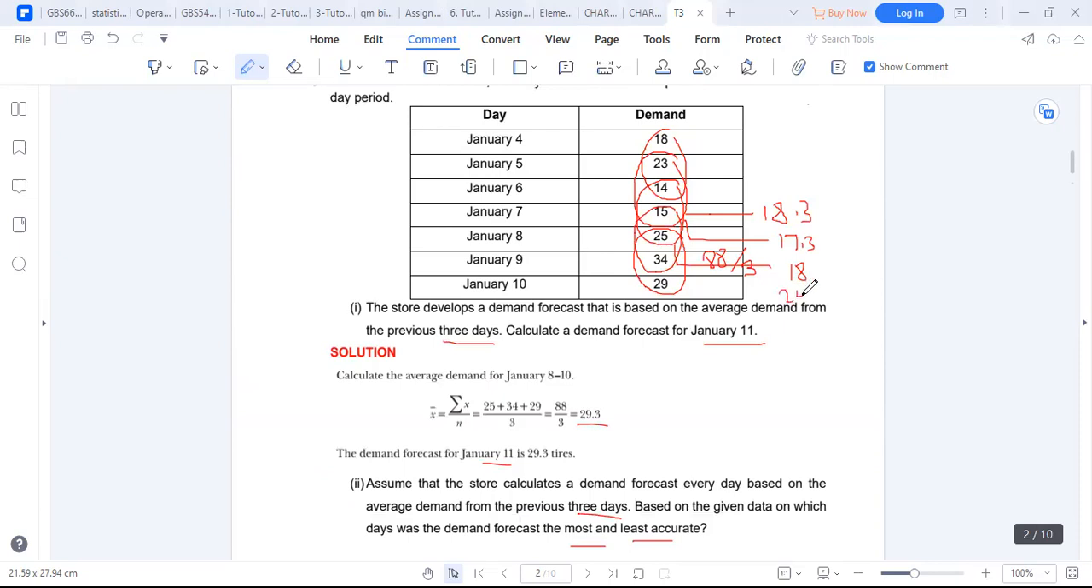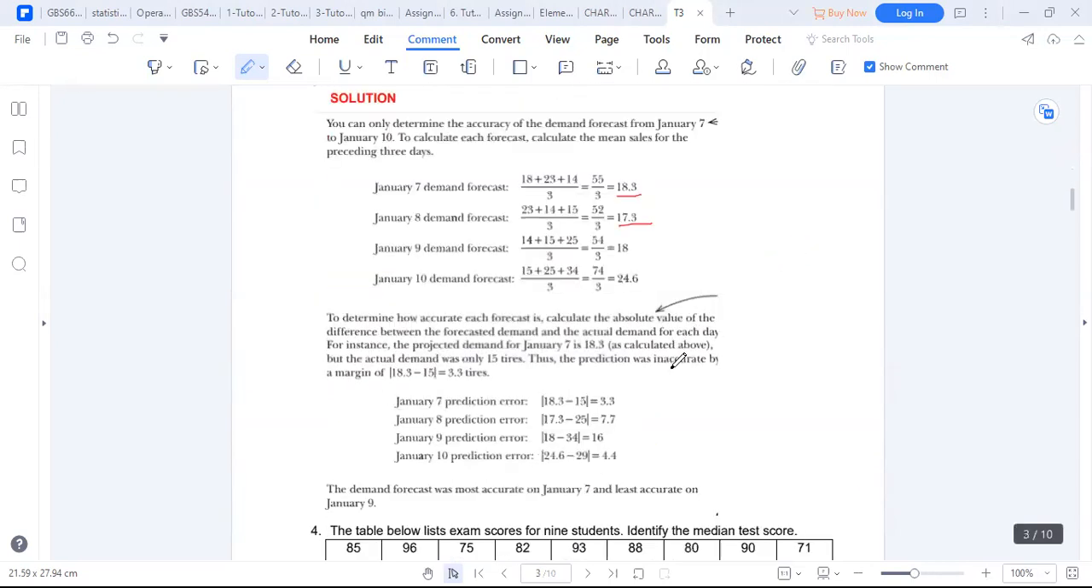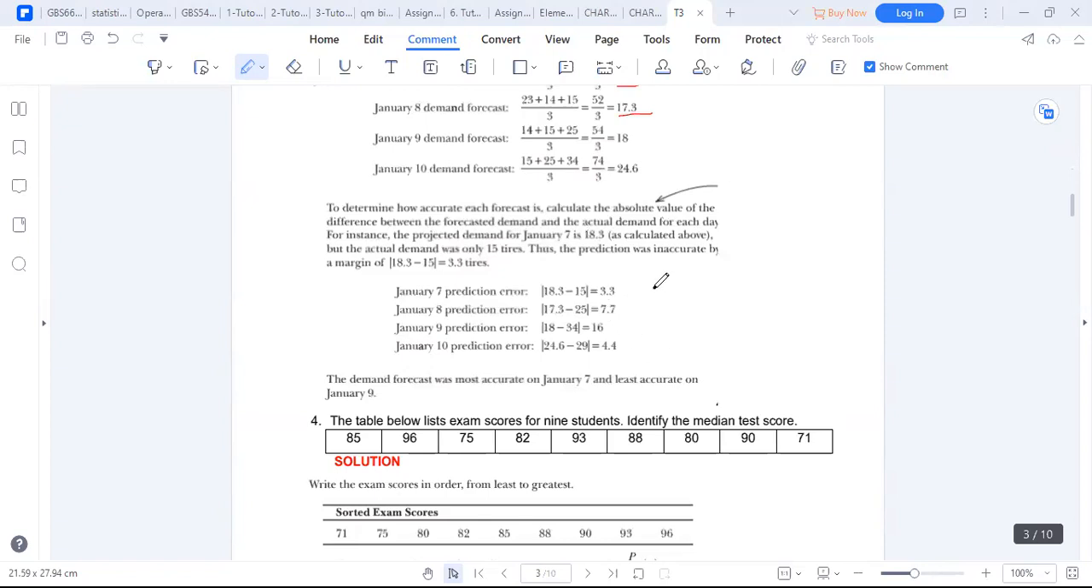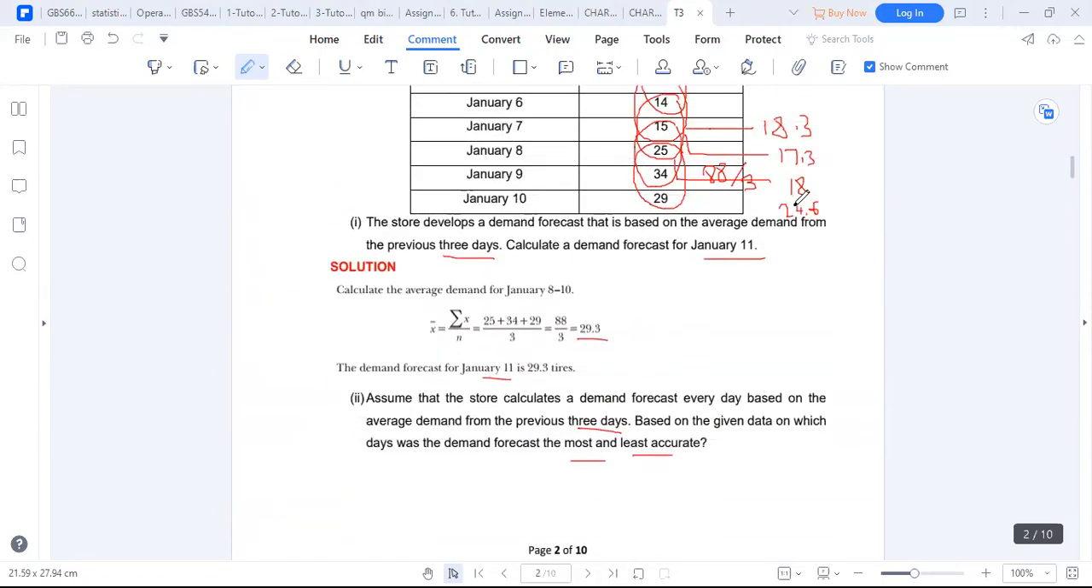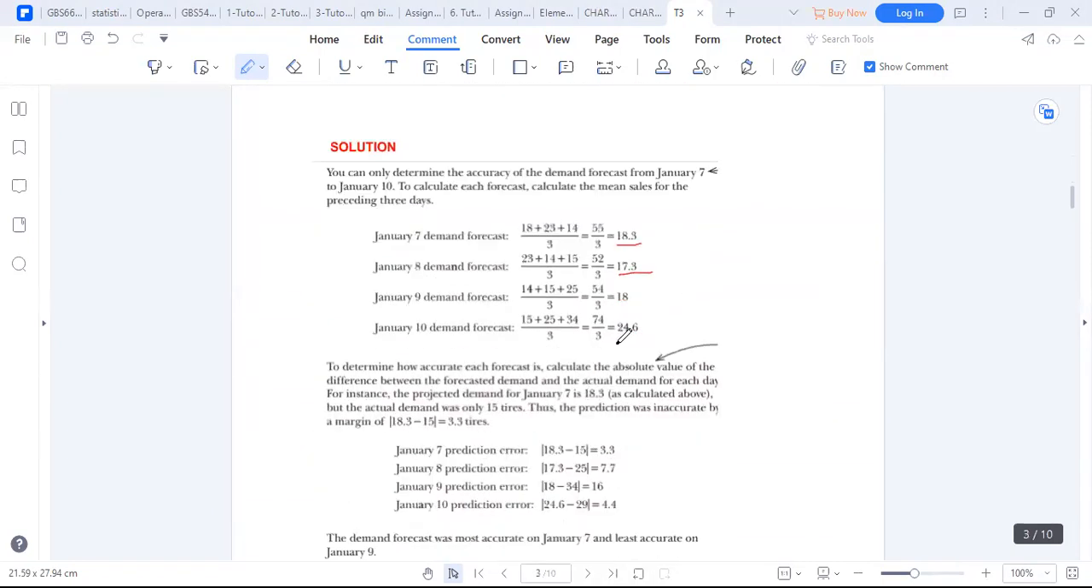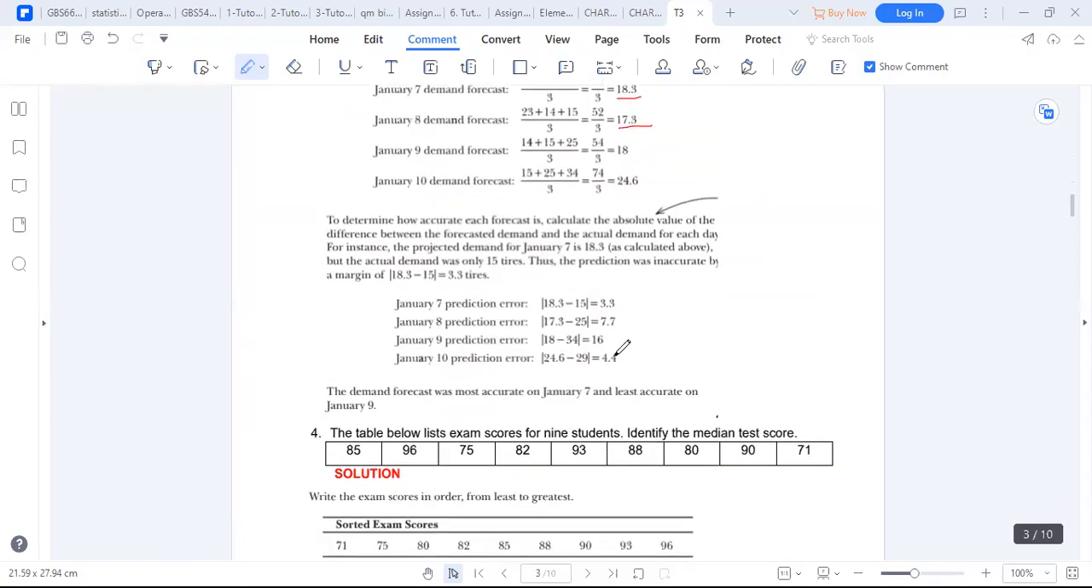So to find the most accurate, the one that has the least variation, 15 minus 18.3, what is the variation? 3.3. 17.3 minus 25, 7.7. 18 minus 34, 16. And 1 minus 24.6. The variation here we are getting is 4.4.